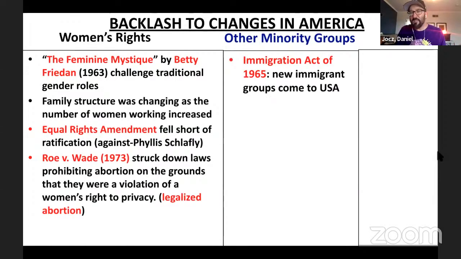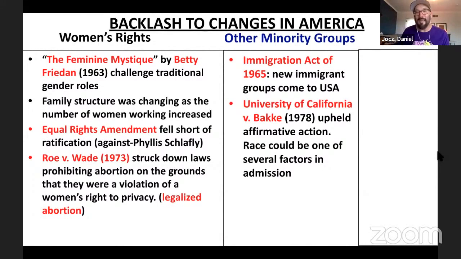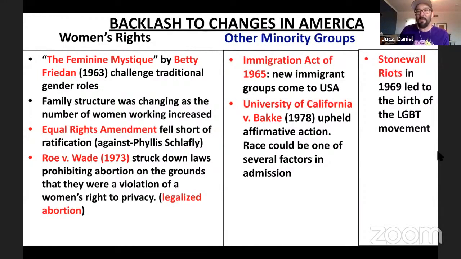You have the Immigration Act, which is going to allow new immigrant groups to come into the United States, opening up debates that we're still having right now. Who should be able to come into the United States? Should some countries be favored over others? So there's a lot of stuff going on before we even get to the 1980s. The University of California versus Bakke decision upheld affirmative action, saying race could be one of several factors in admission for universities. And then, of course, Stonewall, which really is seen as the birth of the LGBTQ movement.